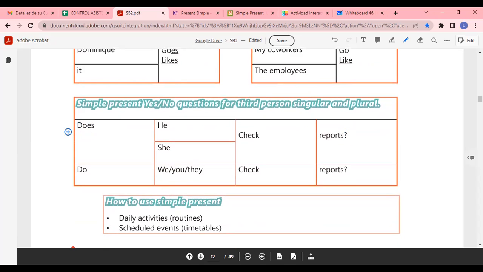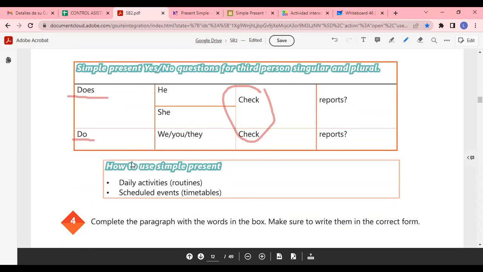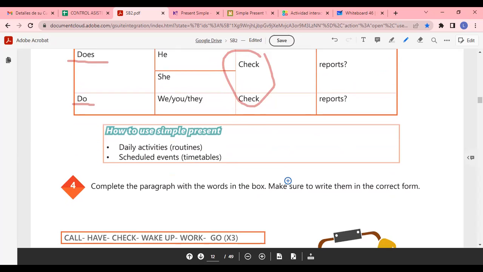Y en pregunta, como les estaba explicando, el does y el do. Y los verbos se quedan igual, ¿verdad? No cambian porque ya tenemos nuestros pequeños ayudantes ahí que nos ayudan. El simple present, una vez más, remember that we use it for daily activities, para rutinas y actividades diarias, y también para cosas que ya están previamente programadas, ¿ok?